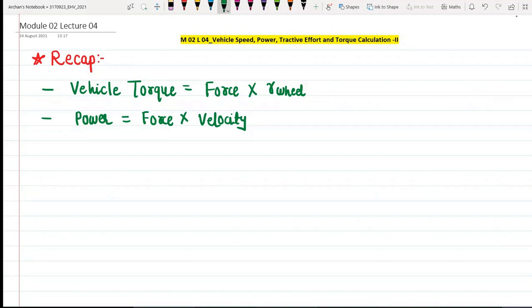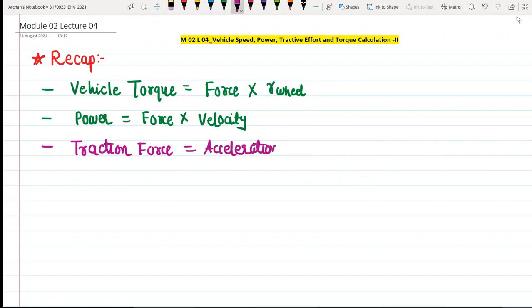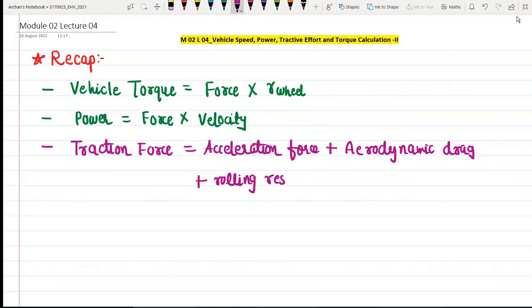So talking about the total tractive force, or traction force, it is given by, the first is acceleration force, plus it has to overcome aerodynamic drag, plus rolling resistance, plus gradient resistance, which is also known as climbing force. So that was the equation of the traction force.